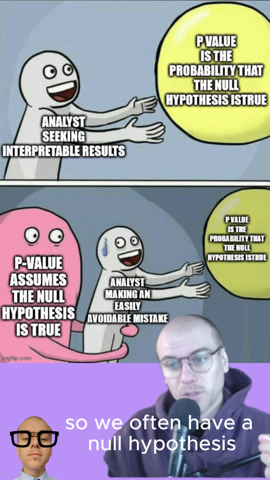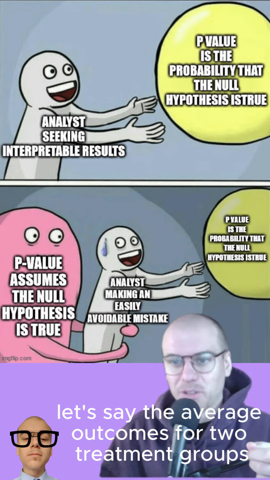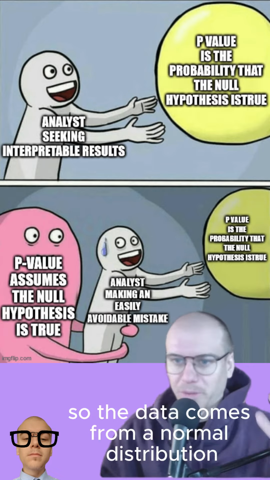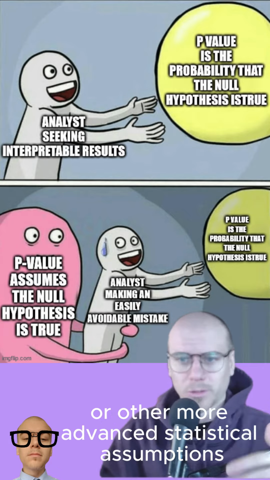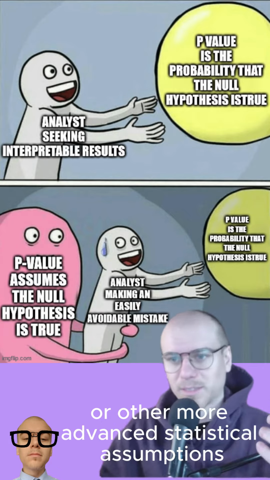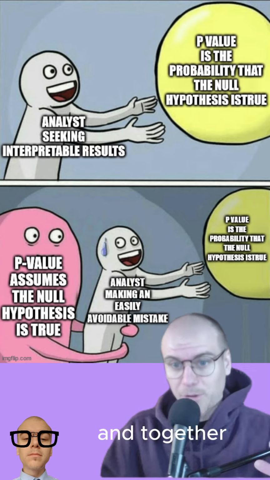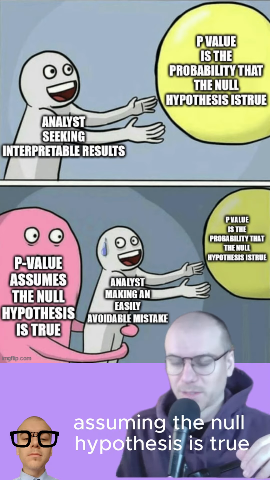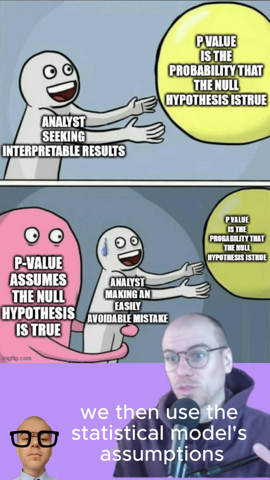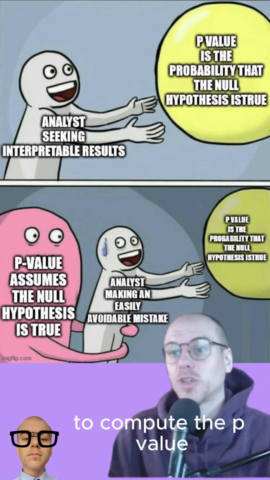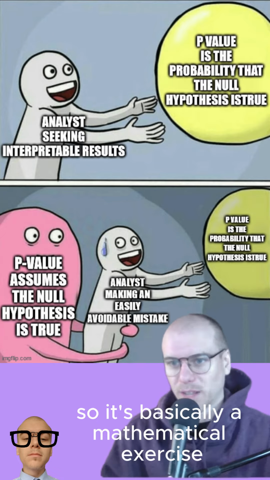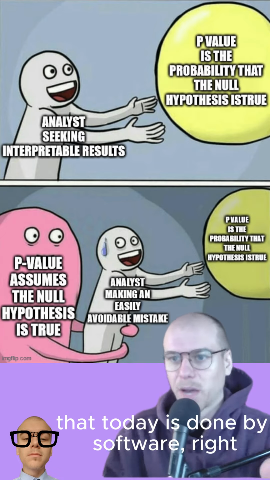So we often have a null hypothesis. Let's say the average outcomes for two treatment groups are the same, along with other assumptions. So the data comes from a normal distribution or other more advanced statistical assumptions. Together, this is what we call the statistical model. Assuming the null hypothesis is true, we then use the statistical model's assumptions to compute the p-value. So it's basically a mathematical exercise that today is done by software, right?